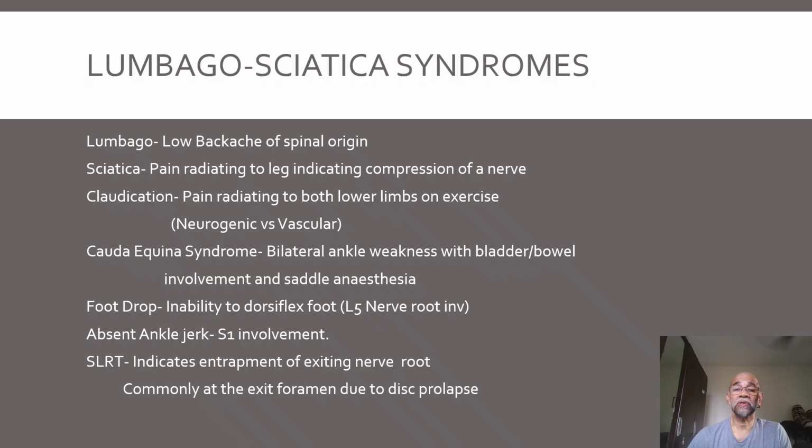Cauda equina syndrome includes bilateral ankle weakness, bladder bowel involvement, and saddle anesthesia. A few neurological signs, the commonest ones: a foot drop, where the ankle dorsiflexion is impaired, is because of an L5 nerve root involvement. An absent ankle jerk indicates an S1 root involvement. And an impaired straight leg raising test, SLRT, shows entrapment of an existing nerve root, commonly at the exit foramen of the vertebra and most commonly due to a disc prolapse.